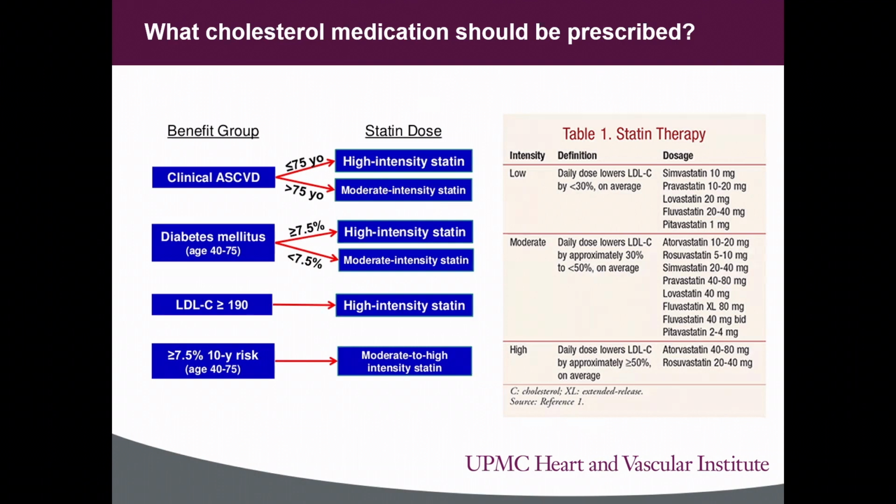And if they have just the ASCVD risk score alone of greater than 7.5% for 10-year risk, it should be a moderate to high-intensity statin. So you can see there's multiple ways to get patients on a statin therapy. And here's an example table on the screen here that shows what are some of the different medications and dosages that put you into the low, moderate, or high intensities of statin therapy. And I'm sure you can use this information or very easily search for this.